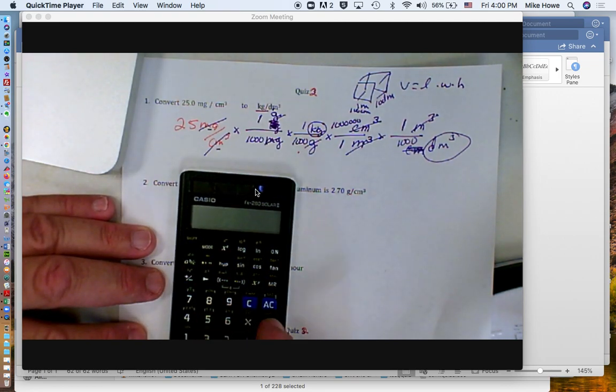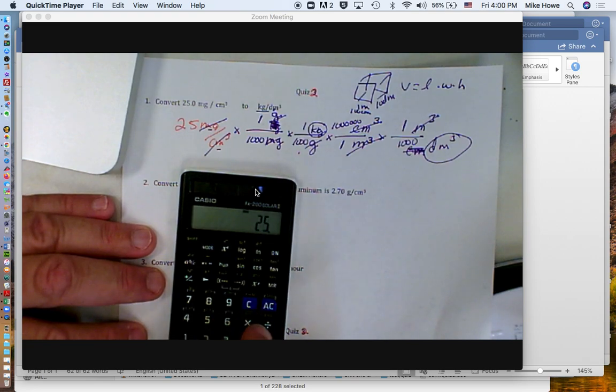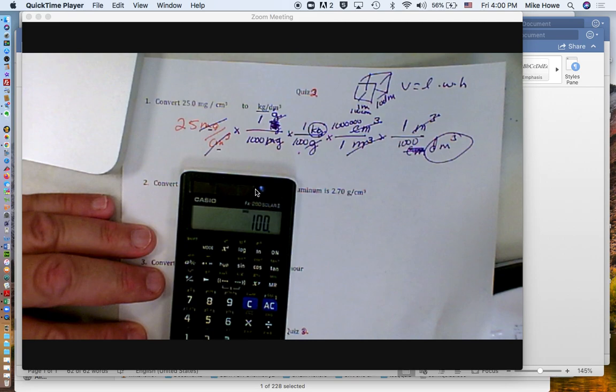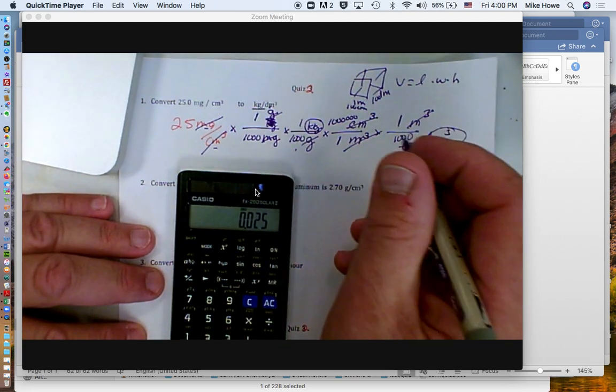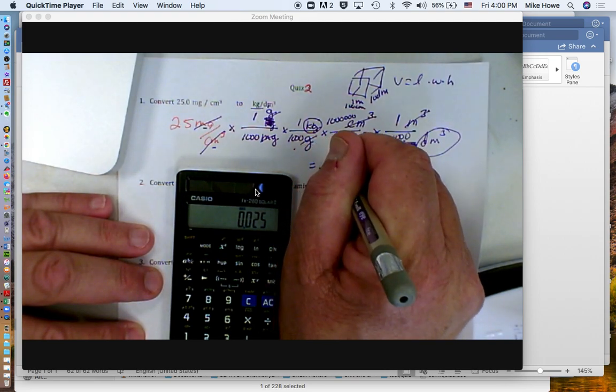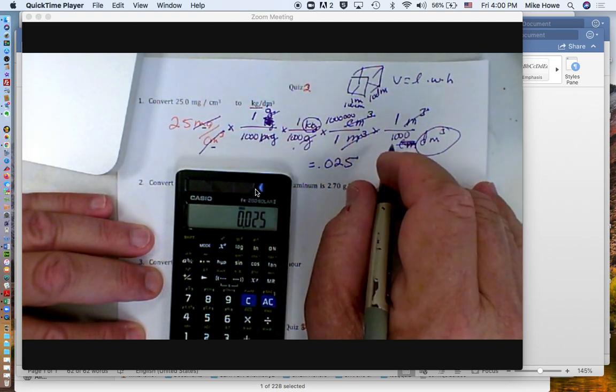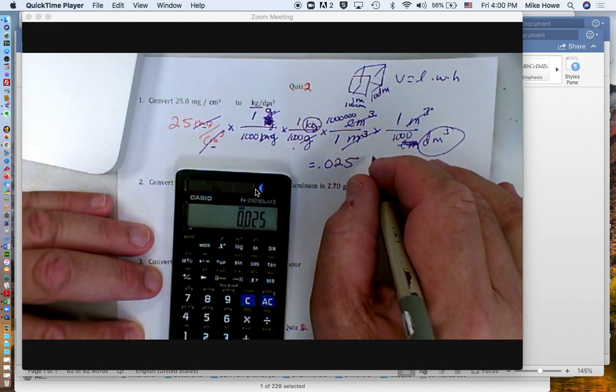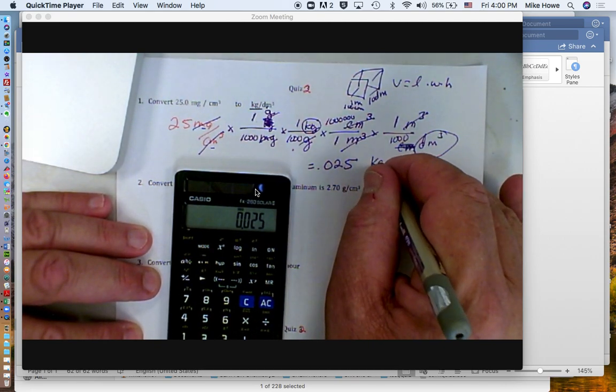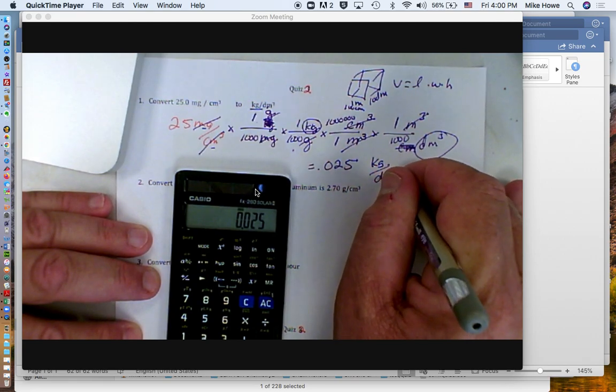So you have 25 multiplied by 1,000,000. Then we would divide that by 1,000, divide again by 1,000, and divide again by 1,000. And so we get 0.025. And that would be our answer except for sig figs. So we have this many kilograms over 1 cubic decimeter.